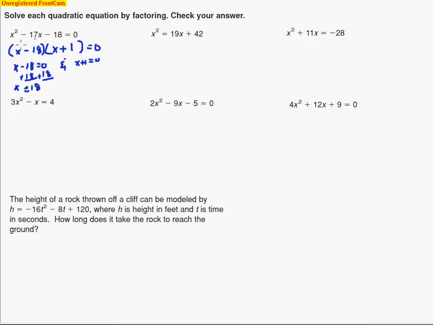So if you put 18 right here, and this is checking your work, just substitute that 18 back in for x. And you can do that in your head. See, 18 minus 18 makes 0. 0 times any number just makes 0. So that's one of the answers.